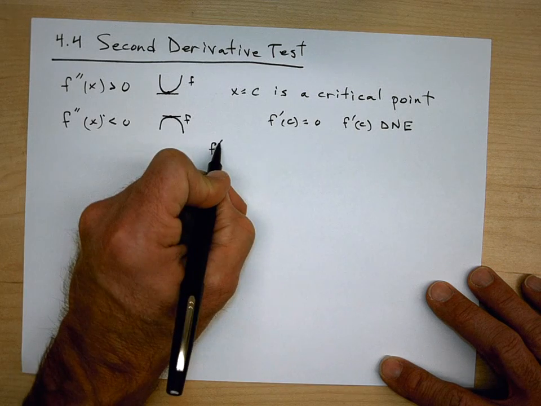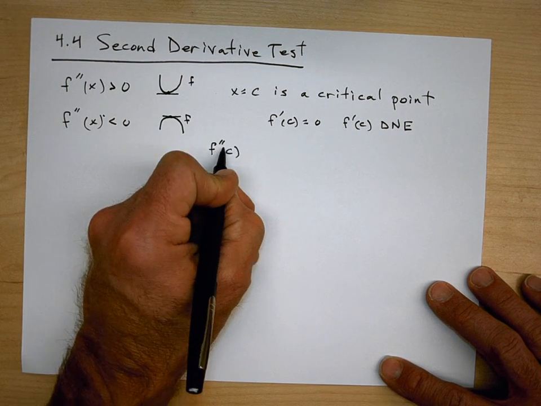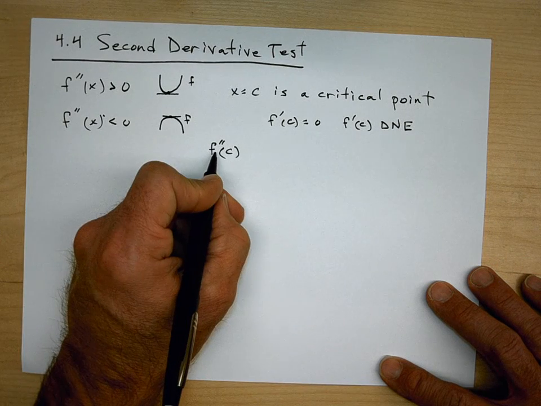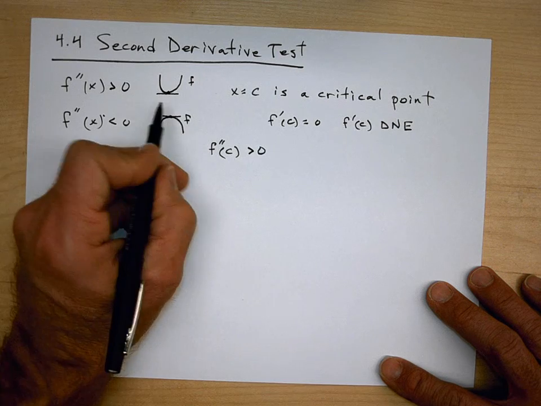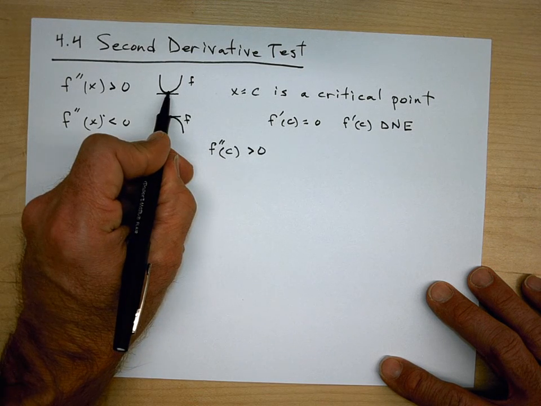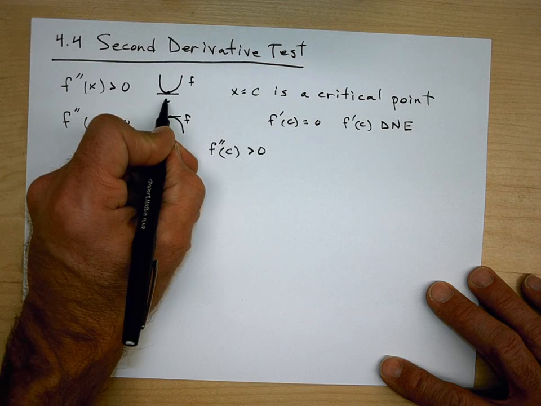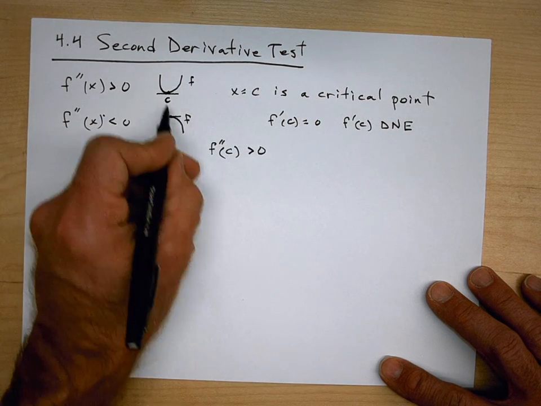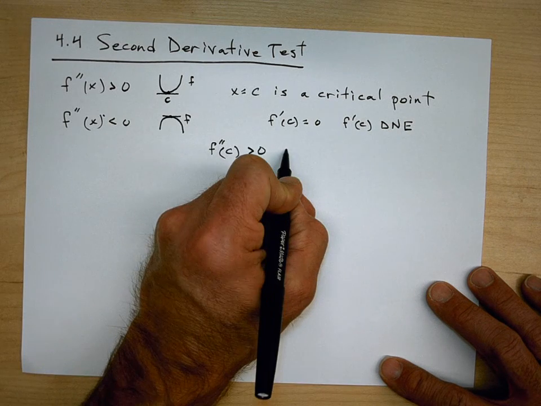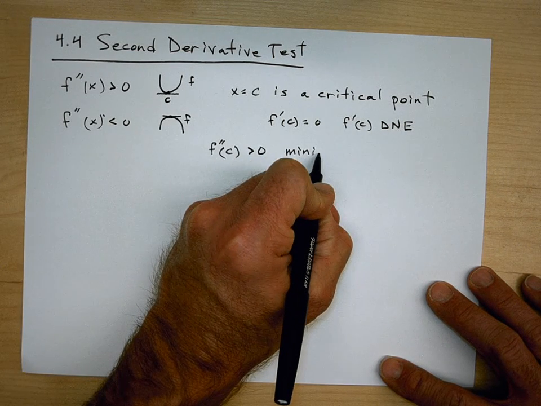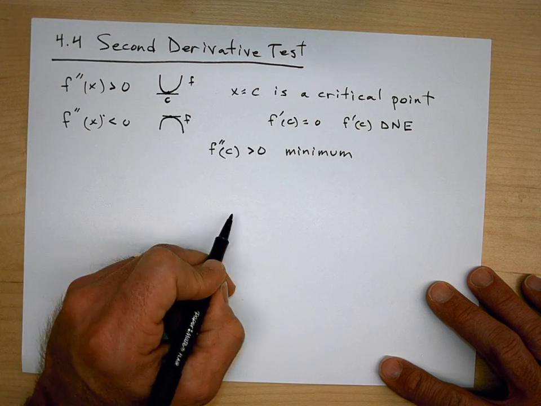So if we put C into the second derivative and determine what the sign is, in other words, if the second derivative evaluated at C is positive, then we have this situation here. It's going to be concave up right at C, if that's C right there. So if it's concave up, then we know that we have a minimum, because our critical point happens at the bottom of this.